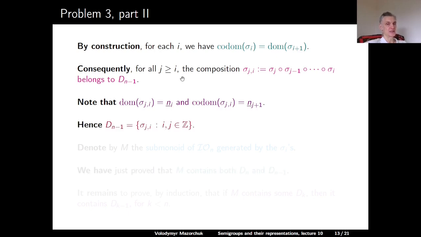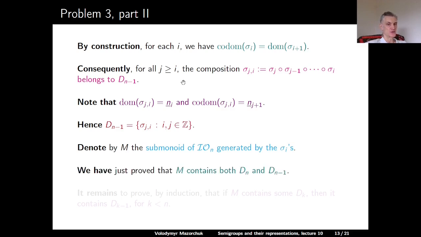Therefore, D_{n-1} is the set of all σ_{ji} if we let j and i be arbitrary integers, because any element in D_{n-1} is uniquely determined by its domain and codomain, and the domain and codomain can be some n-underlined sub i. Denote by M the submonoid of ION which is generated by the σ_i's. So we have just proved that this monoid contains both D_n, because D_n is the identity, and D_{n-1}, because all elements in D_{n-1} are compositions of our sigmas.